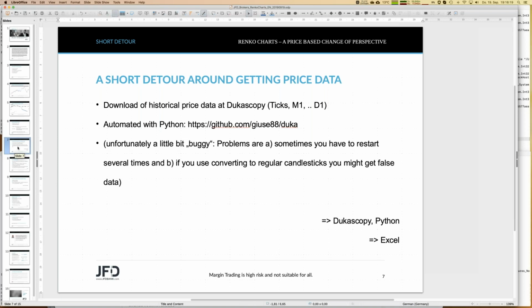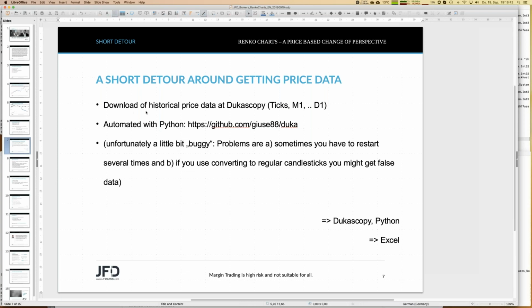So two possibilities I will show you here to get tick data. And later you will see we do the same just by indicators in MT4 directly. So you don't have to do it really, but I want to show you at least once the procedure, because you can learn a little bit more about Renko charts just with that Excel sheet.